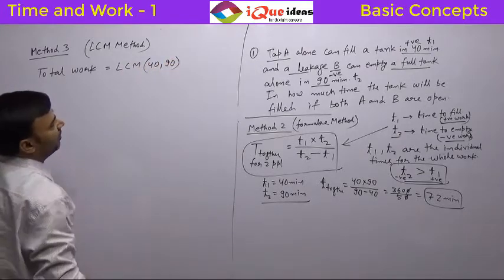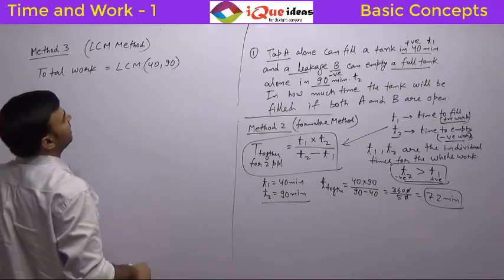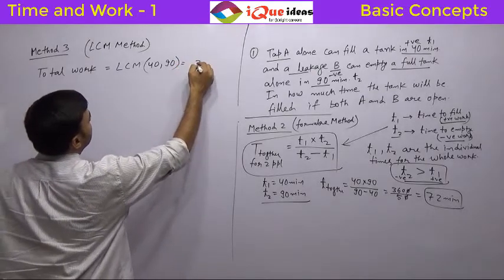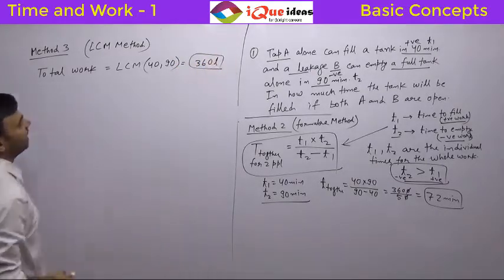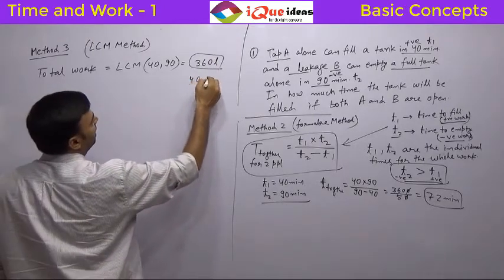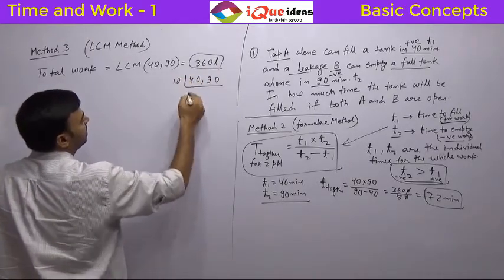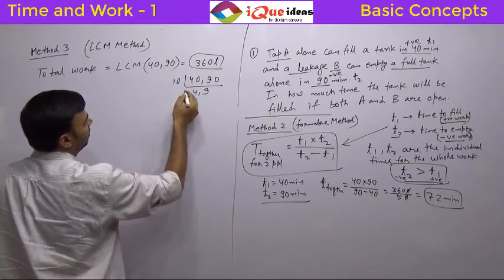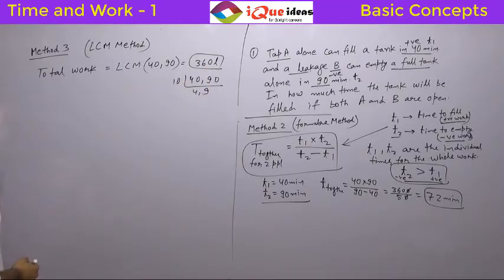Now what is LCM of 40 and 90? You can see, it is 360. So 360 liter is the capacity of tank. You can calculate the LCM of 40, 90. If you take 10 common, you will get 4 and 9 here. And 10 into 4 into 9, that is 40 into 9, that is 360 liter.